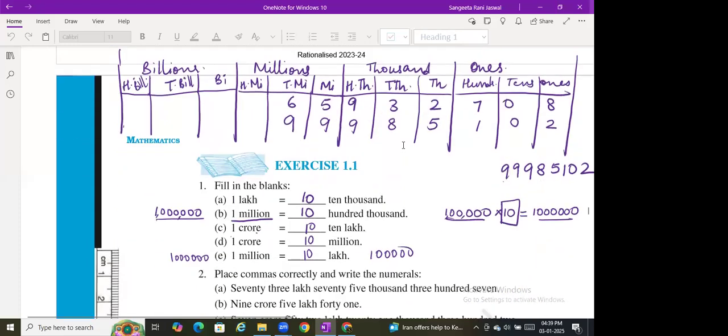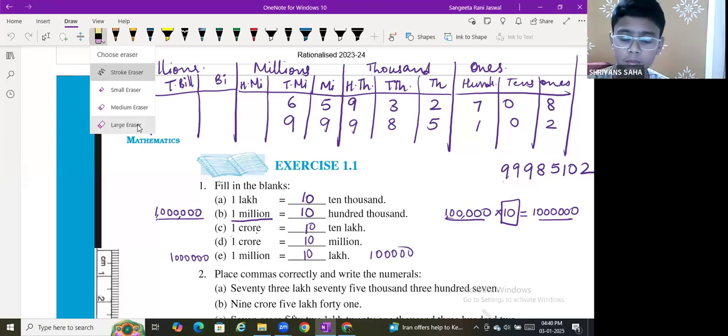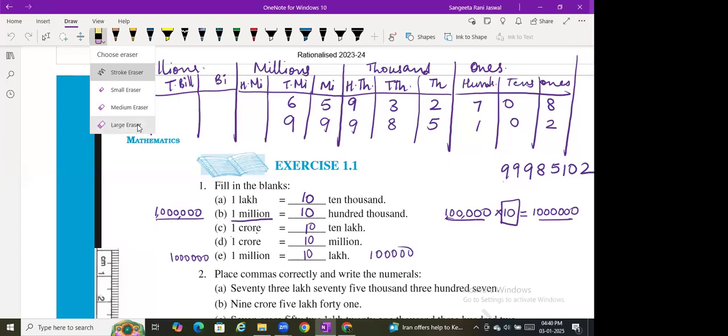Then let's see the exercise here. Fill in the blanks first. Now 1 lakh. So the values are all written here. 1 lakh is how many 10,000s? If you have your chart there, you can see there also how many 10,000s will make 1 lakh. 10, ma'am. Yes, that's 10,000.